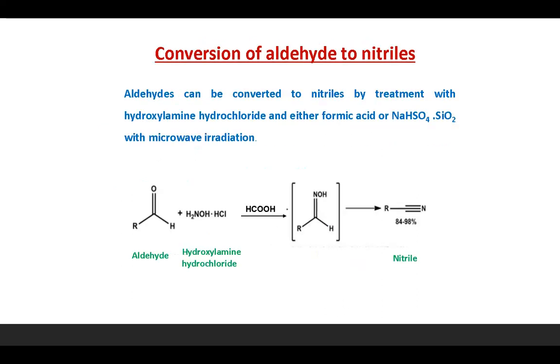Conversion of aldehyde to nitriles. Aldehydes can be converted to nitriles by treatment with hydroxylamine hydrochloride and either formic acid or NaHSO4.SiO2 with microwave irradiation, as you can see in the reaction below.